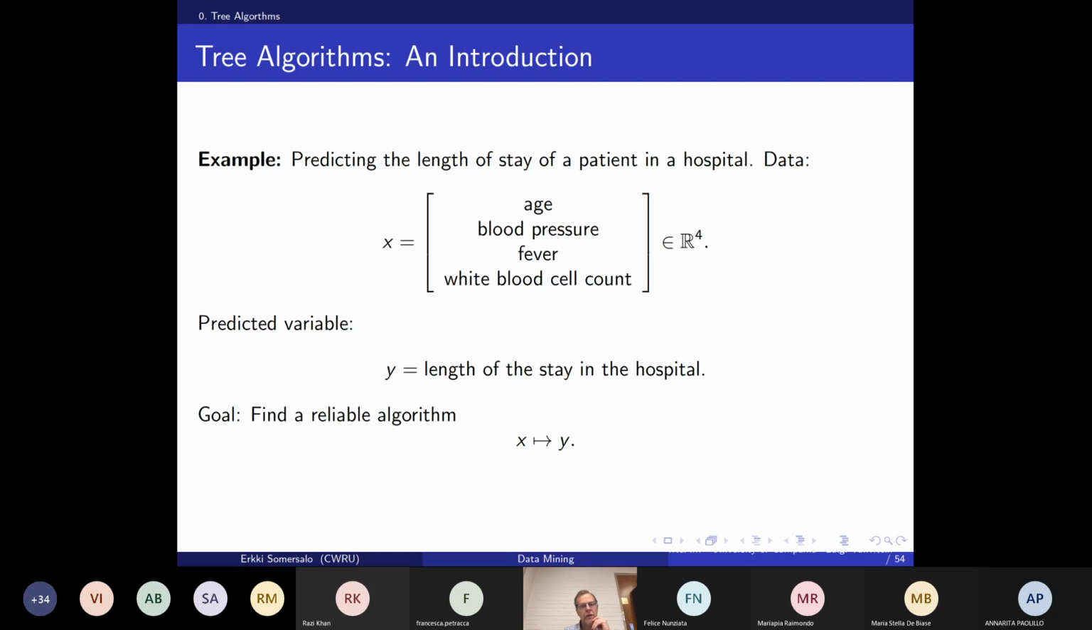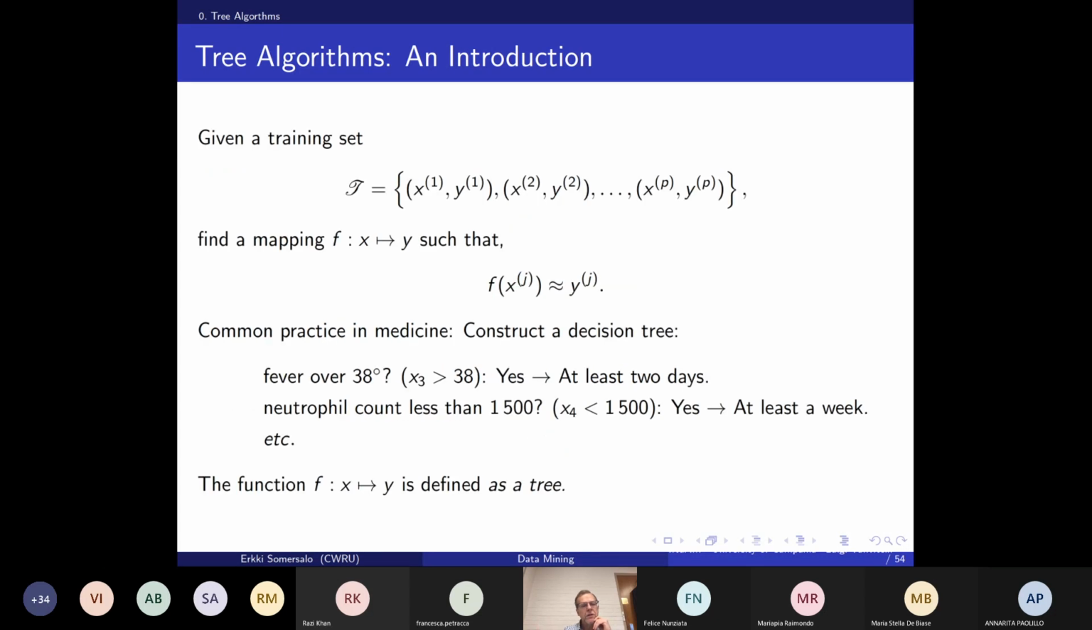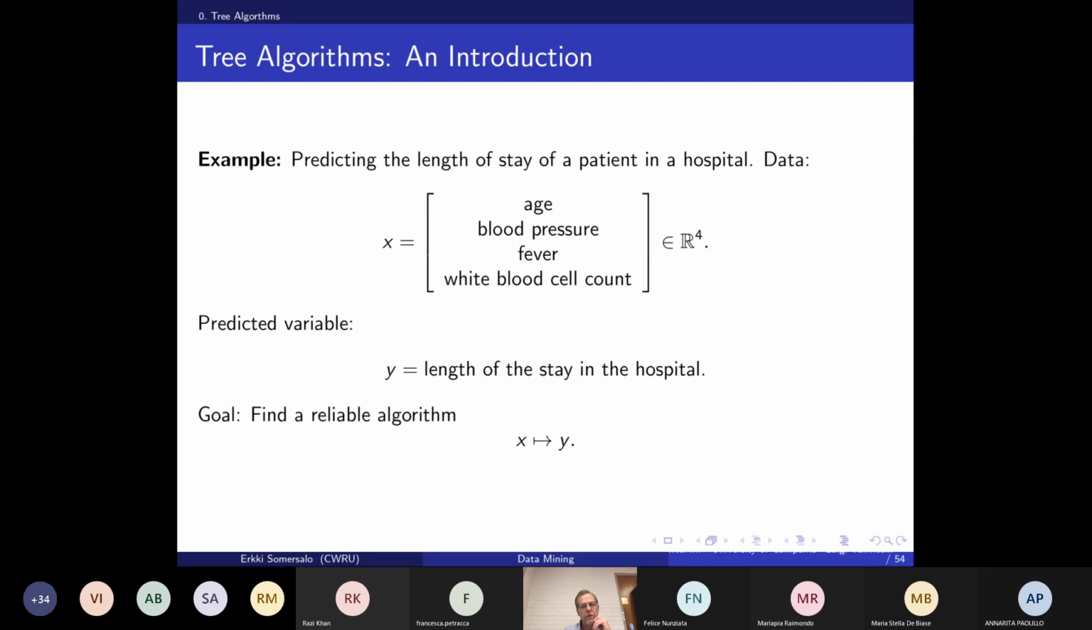So this is a hypothetical example. And what you want to do is, of course, base this decision protocol on earlier data. So you have seen patients coming in, giving answers to those questions, and you know more or less how long they stayed at the hospital. So now your tree algorithm should be such that when the answers are given, the answers give you a rough ballpark estimate of how long the patient is going to stay in the hospital.